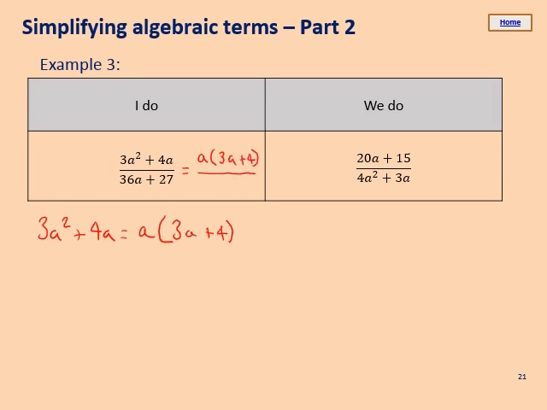And then on the denominator, we've got 36a plus 27. And again, highest common factor of 36a and 27 is going to be 9. How many times is 9 going to 36, or 36a divided by 9? That's going to give me 4a. 27 divided by 9 is going to give me positive 3. So I'm left with this on the bottom.